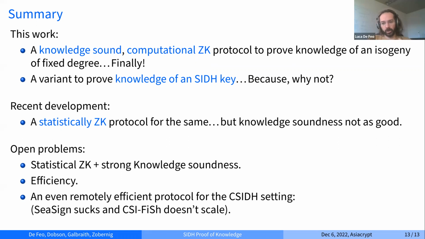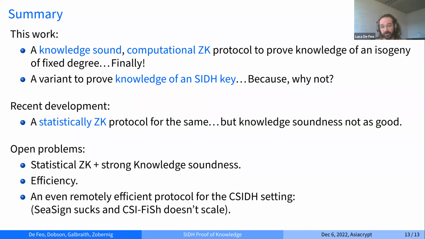Okay, so to conclude, what we managed to do here is a knowledge sound computational ZK protocol for proving knowledge of an isogeny of some fixed degree, or some fixed walk length, if you like. In the paper, we also have a variant to prove knowledge of an SIDH secret key, which today is not that interesting anymore, but could be useful someday, who knows. For the future, if you have ideas how to prove statistical zero knowledge with strong knowledge soundness guarantees, that would be a very nice result.